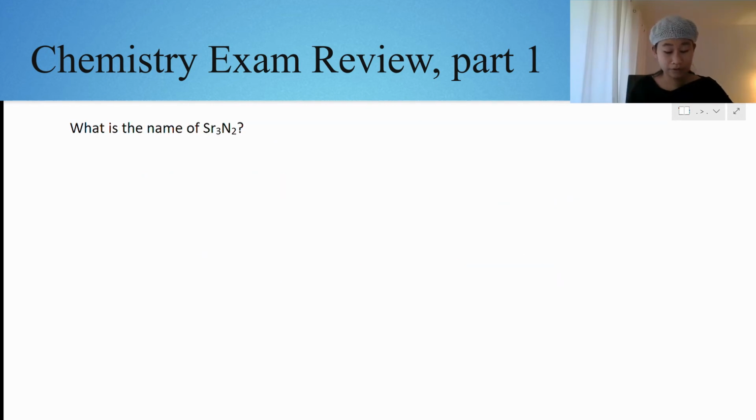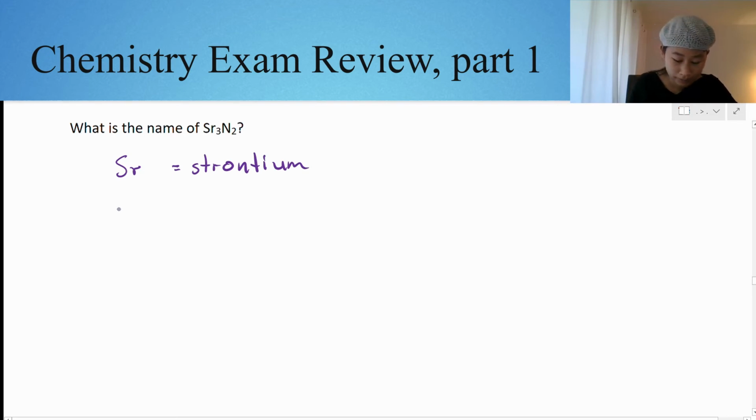What is the name of Sr3N2? Okay, so Sr is strontium, and this information can be found from the periodic table. And N means nitrogen. Okay, so we know that we have strontium and nitrogen. We know that strontium is a metal, while nitrogen is a nonmetal. So this is going to be ionic.